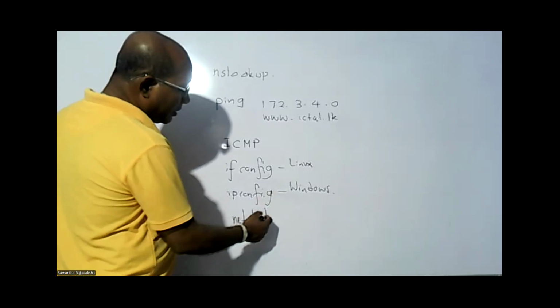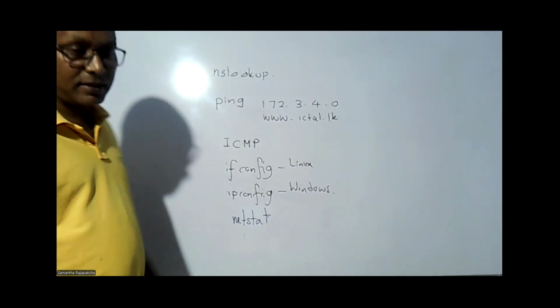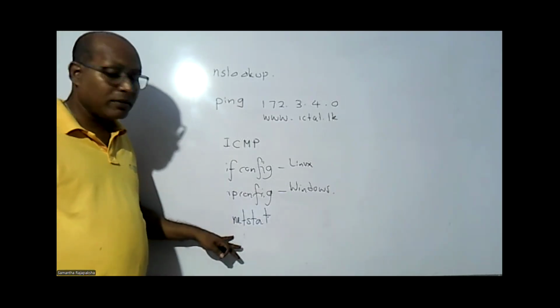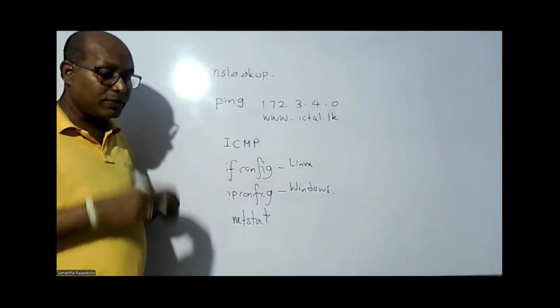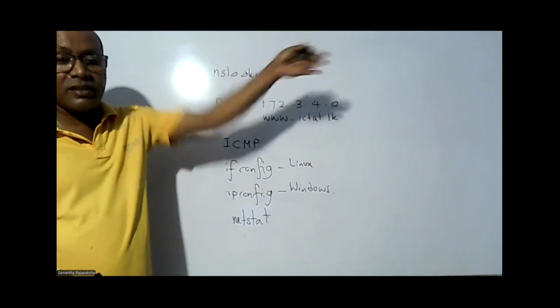And this is the command which you use to get the network statistics, network connection details. So this command can be used to get my IP address and my port number in the connection, and the other machine's IP address and the other machine's port number.